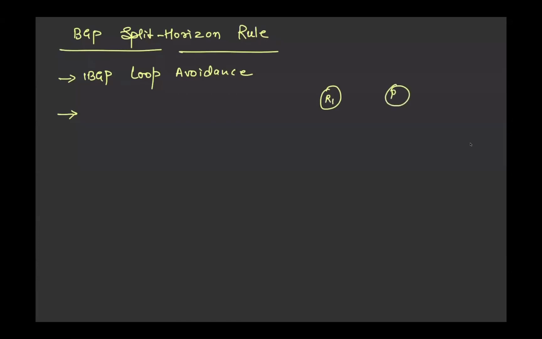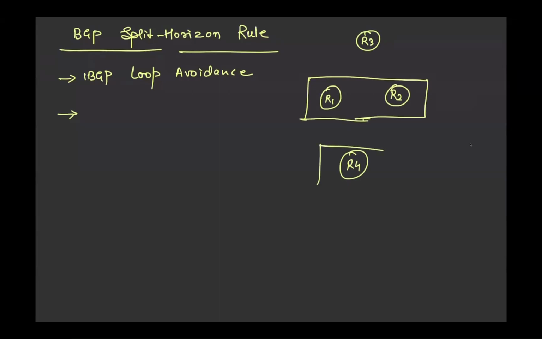So again, guys, now let's see. This is R1, this is R2, this is R3, this is R4. These boxes represent your AS boundaries. I'm not going to write the AS number. Let's assume that they are part of different AS. Now let's draw one more here, R5, and this R5 will connect here.